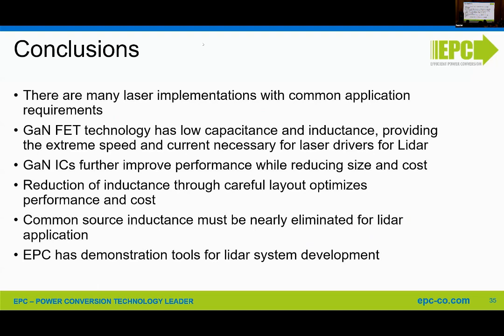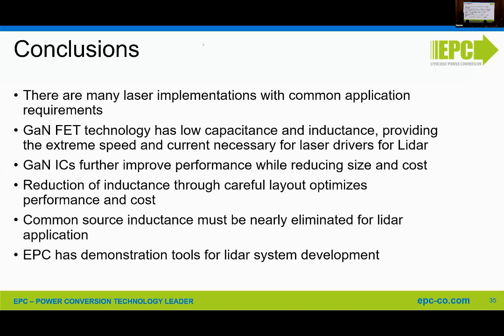EPC technology, the GaN technology, has very low capacitance and very low inductance, and it's going to give you the extreme speed needed for laser drivers for LiDAR. ICs are going to further increase performance, reduce size, and reduce cost of your system. So as we come out with new laser drivers, please take a look at them and evaluate them.